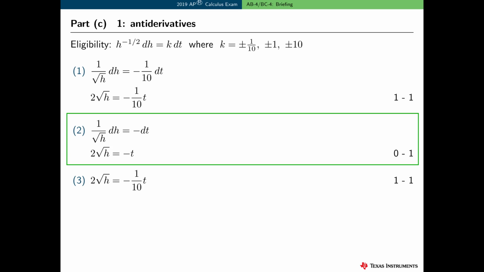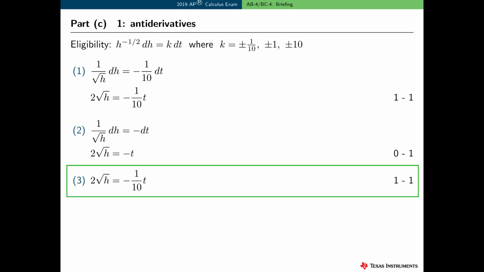In example 2, there is a missing 10, but the separation of variables is of an eligible form. The antiderivatives are correct for their separation, so this earns 0, 1. And example 3 is pretty minimal, but earns both of the first 2 points.